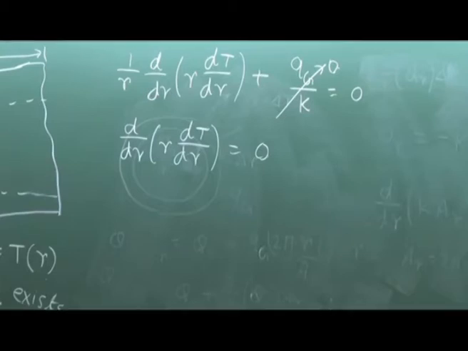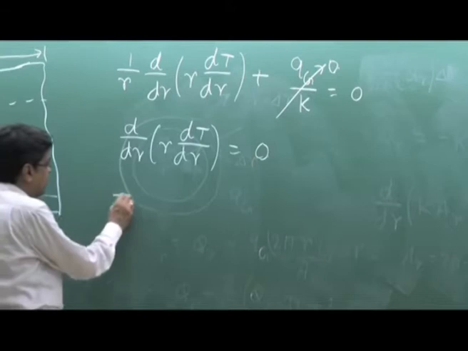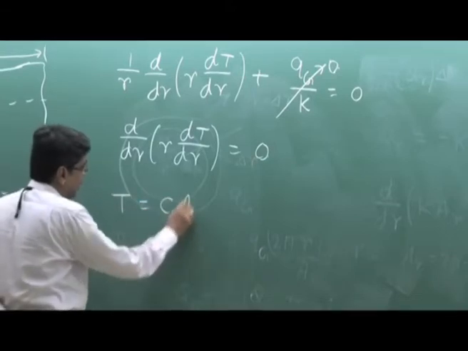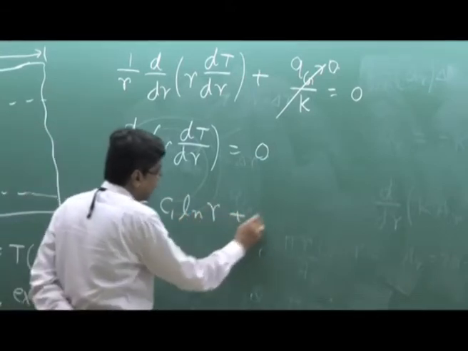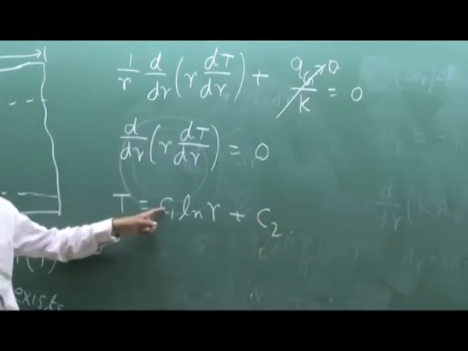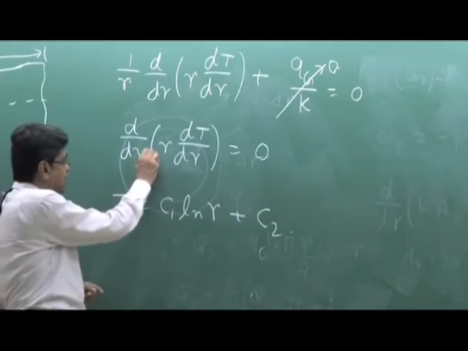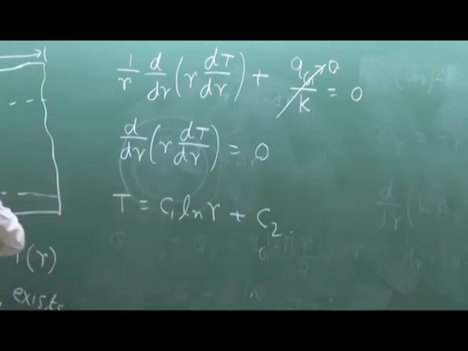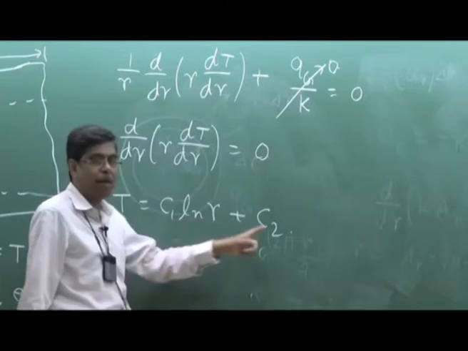It is a mental problem. Without paper we can solve it. The solution of this is T equals some constant C1 ln r plus C2. r dT/dr is C1, a constant, and then again integrating, T equals C1 ln r plus C2.